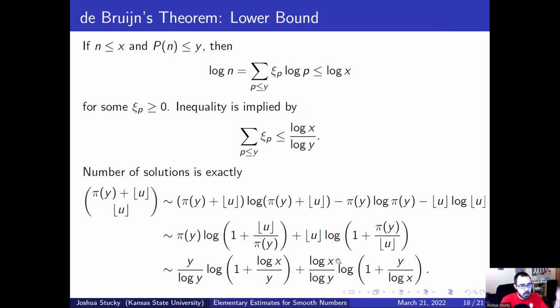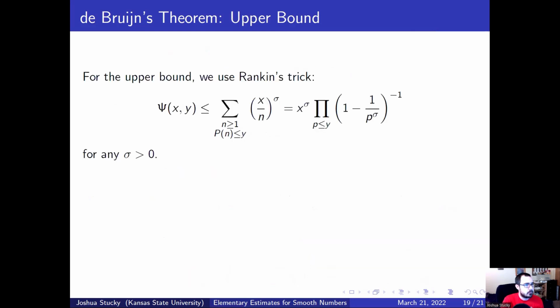So now I need to get an upper bound of the same shape. Again, I'm sort of ignoring error terms here because I just want to illustrate main ideas. So I want to get an upper bound now. And to get an upper bound for smooth numbers, we can use Rankin's trick. So this is a pretty classical trick in analytic number theory.